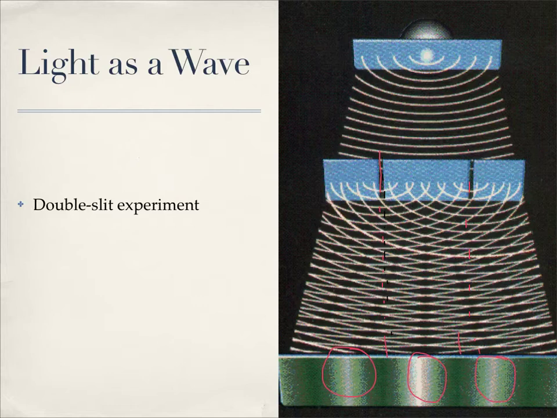So this was what made them think that light must be a wave, because you get these interference patterns. And that was the idea for quite some time, with Maxwell's equations saying that light must be a wave, and so we just assumed that for quite a few years.